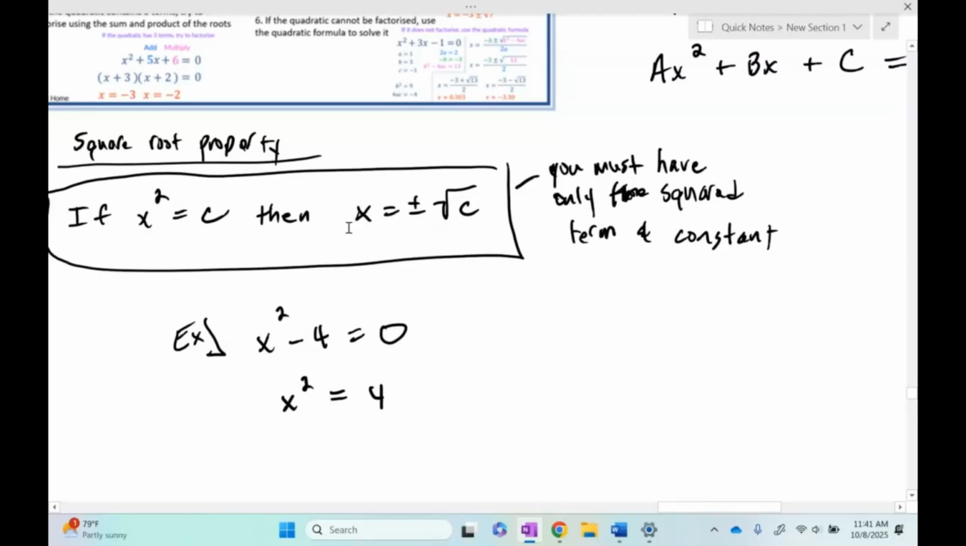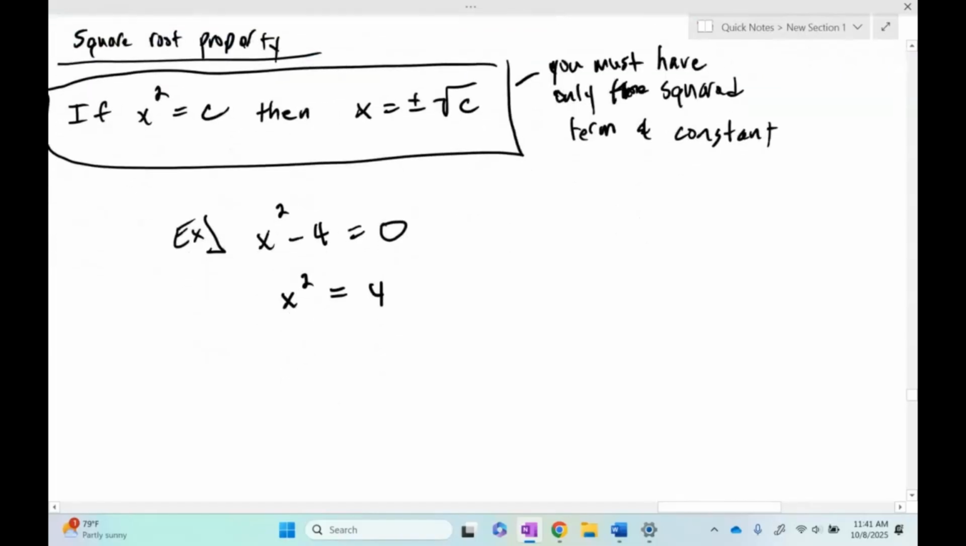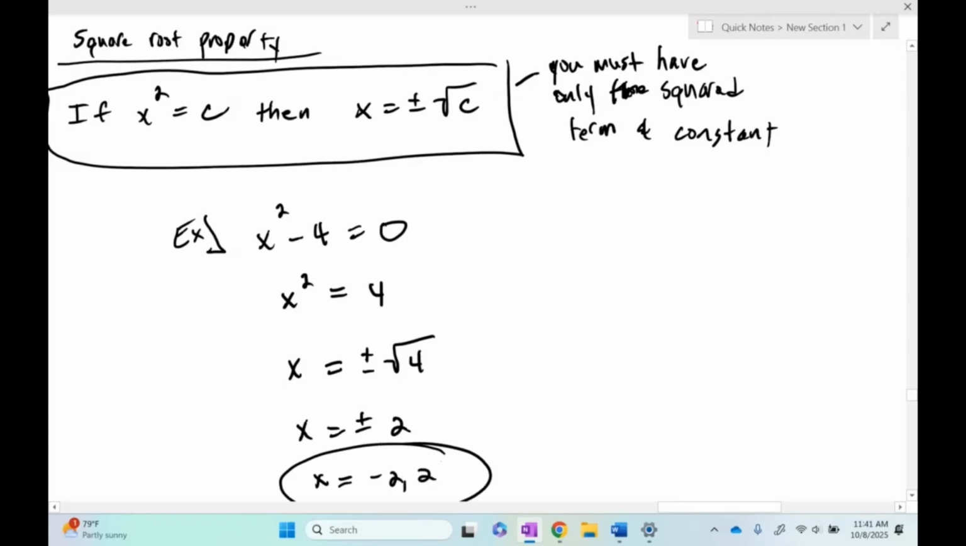So the square root property says that you take the square root of both sides, and the side that is not squared gets the plus or minus. So if I apply the square root property, I would square root x squared. So the square root and square are going to cancel. The side that's not squared has this plus or minus square root deal. And the square root of 4 is perfectly 2, so x is equal to plus or minus 2, which means x can equal -2 or +2.